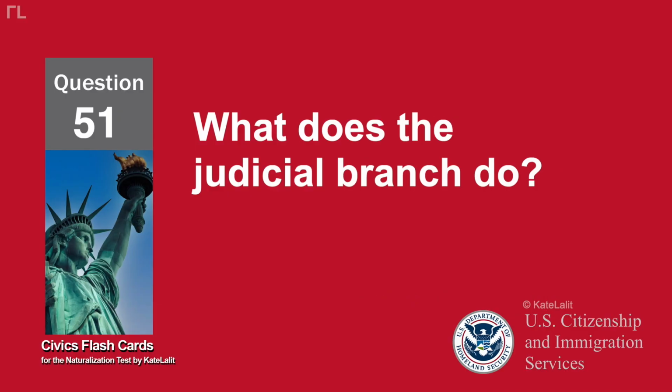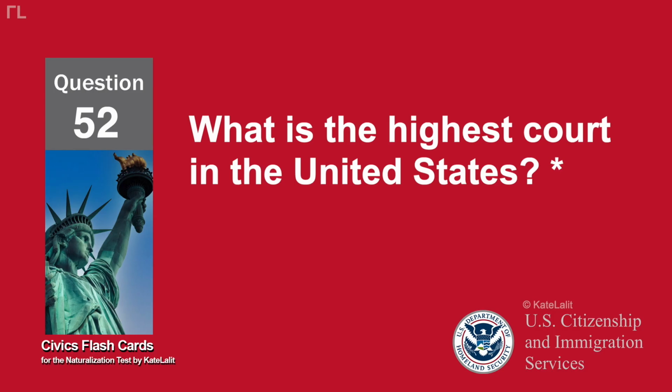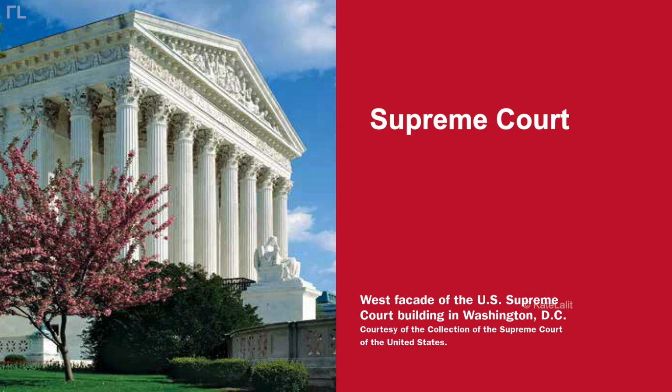What does the judicial branch do? Reviews laws, explains laws, resolves disputes, disagreements about the law, decides if a law goes against the U.S. Constitution. What is the highest court in the United States? Supreme Court.